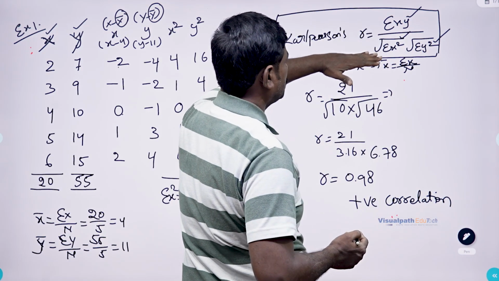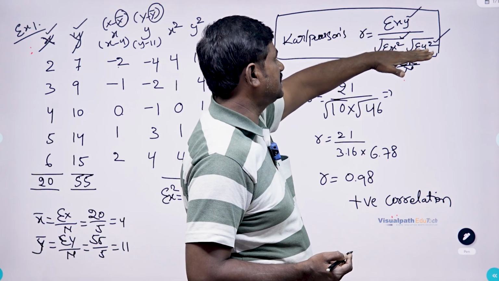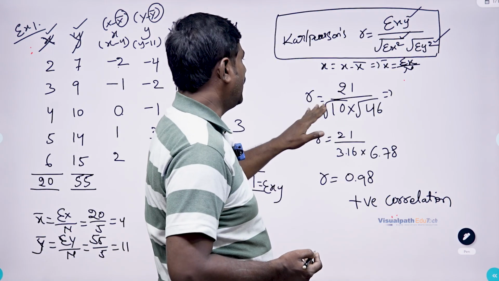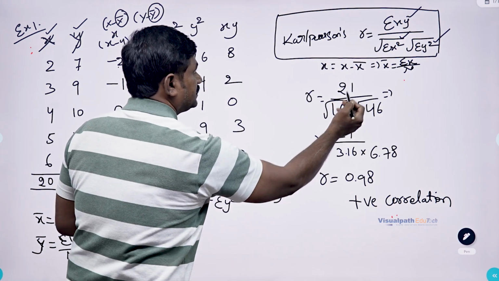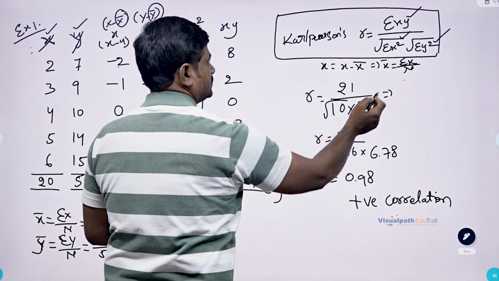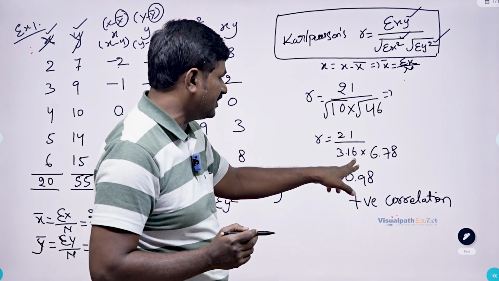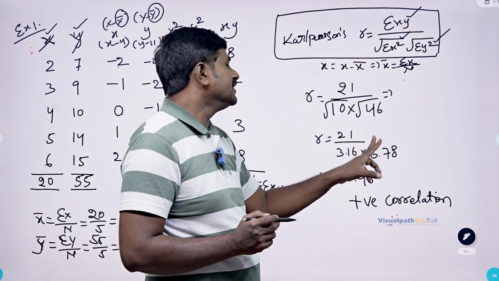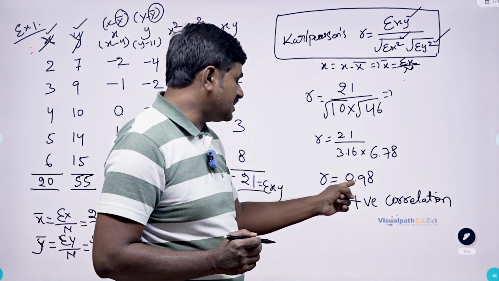Here, what is the Karl Pearson coefficient of correlation? R is equal to sigma xy by under root sigma x square, under root sigma y square. So we need to substitute all these values here. R is equal to sigma xy, that is 21, by under root sigma x square, sigma x square is 10, and under root sigma y square, sigma y square is 46. Next, R is equal to 21 by root 10, which is 3.16, and root 46, which is 6.78. Then R is equal to 0.98.